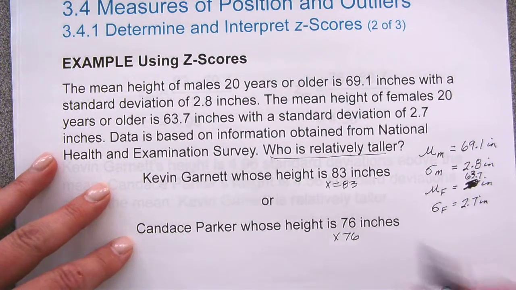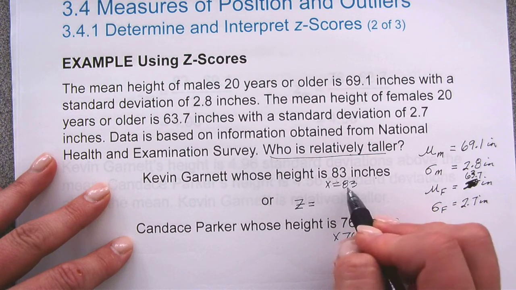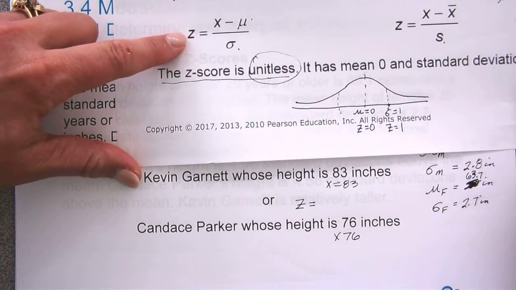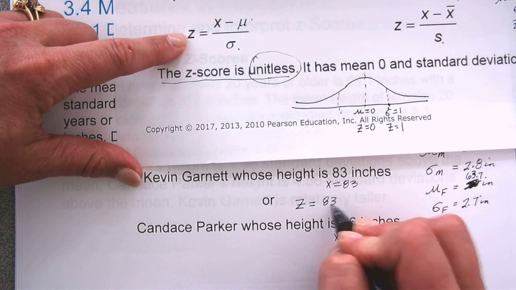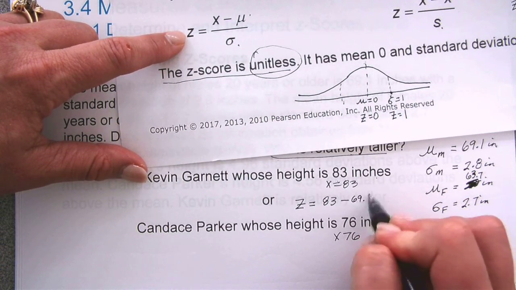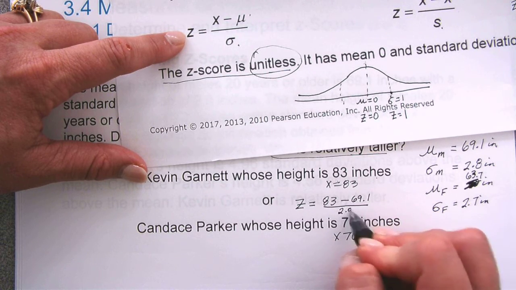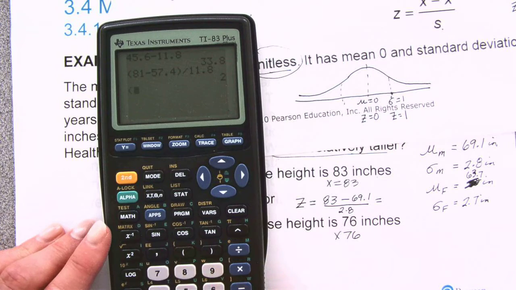So for Kevin, the z-score, or the distance away from the mean, you're going to use z equals x minus mu divided by standard deviation. So z equals 83 minus the mean for males, which is 69.1, divided by the standard deviation for males, which is 2.8. Okay, so put in your calculator, open parentheses, 83 minus 69.1, close parentheses, divided by 2.8.